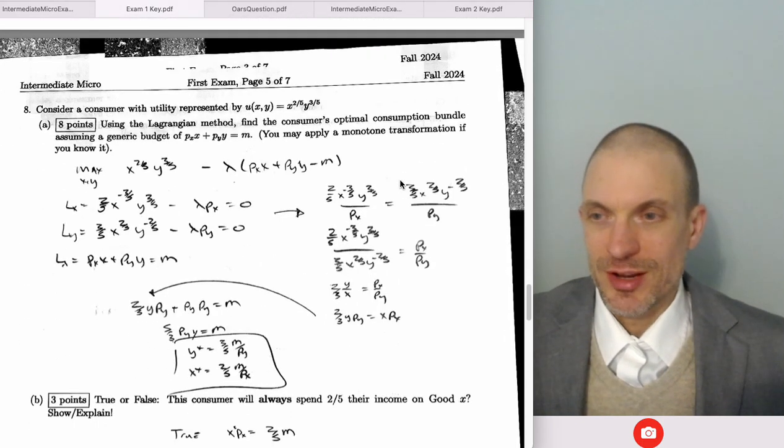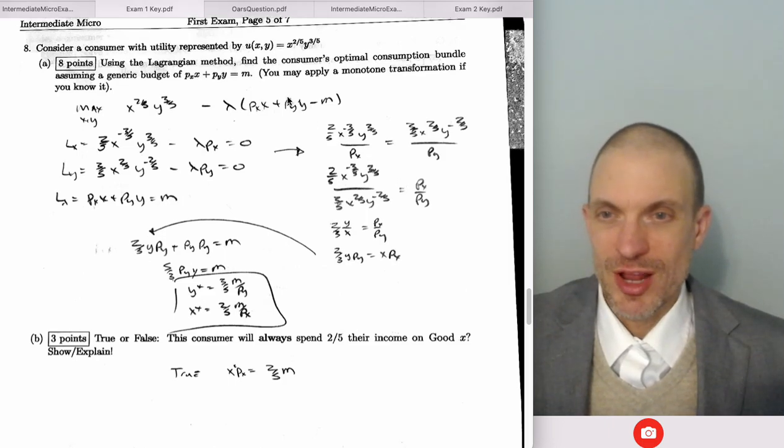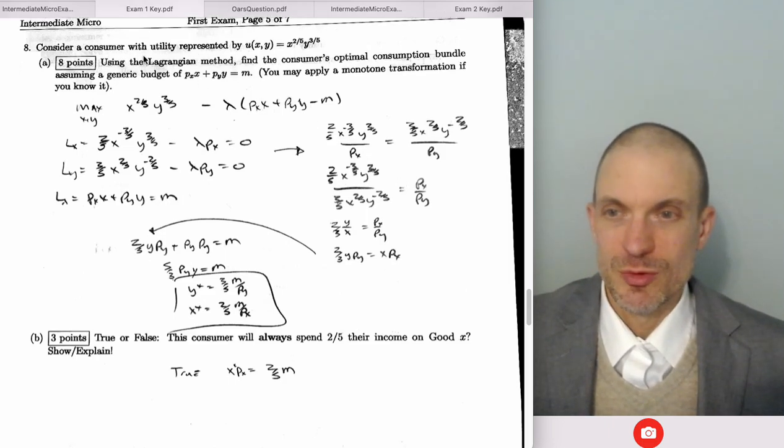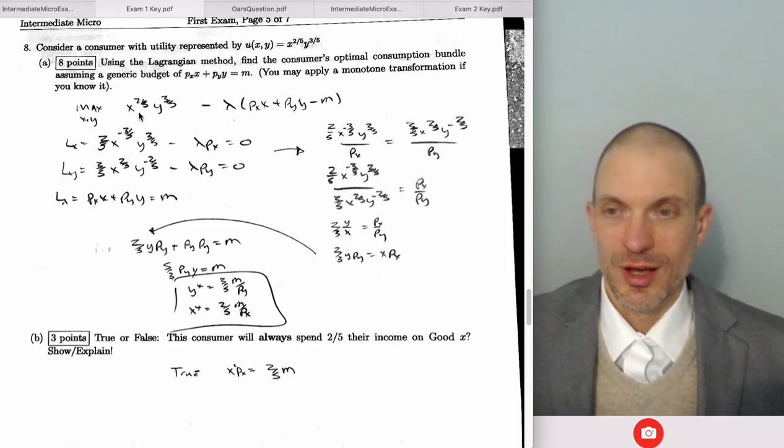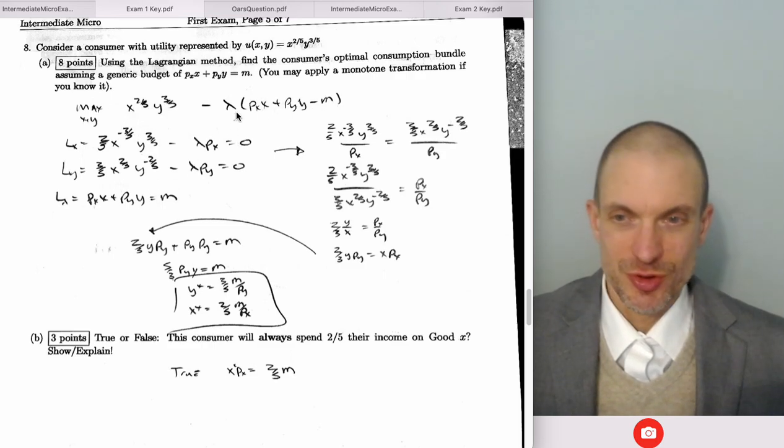Okay, part 8. So here's a Lagrangian. Consider a consumer with utility represented by x to the 2/3, y to the 3/2. This is Cobb-Douglas. This is Cobb-Douglas utility maximization. So I wrote up my consumer's utility maximization problem: utility function minus lambda times the budget constraint. I take my partial derivative with respect to x, partial with respect to y, and then partial with respect to lambda.